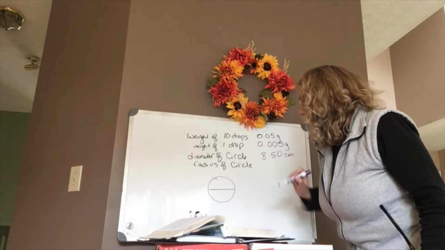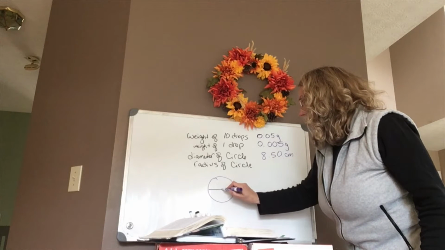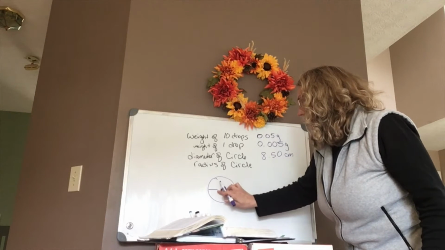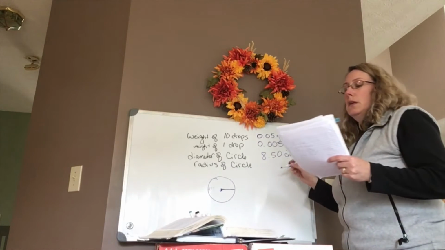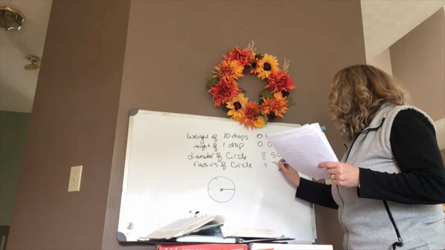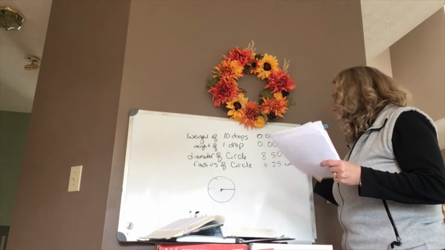All right, so the radius of your circle, hopefully you know when you have a circle, the diameter is all the way across. So the radius is going to be from the middle out, right? So you have to divide that number by 2 to get your radius. Okay, so this one would be 4.25 centimeters.